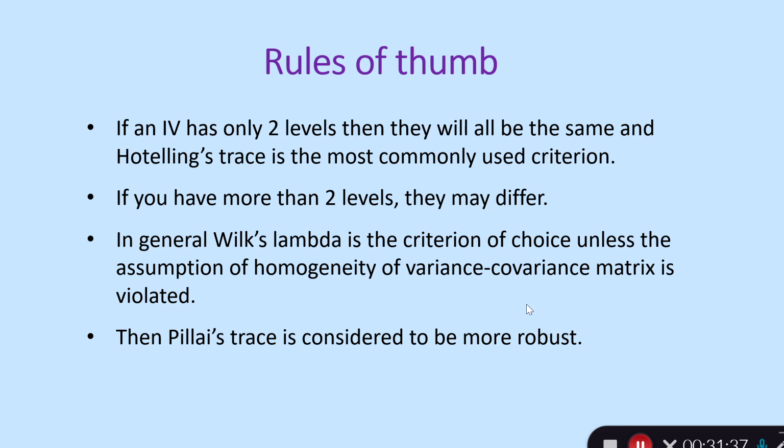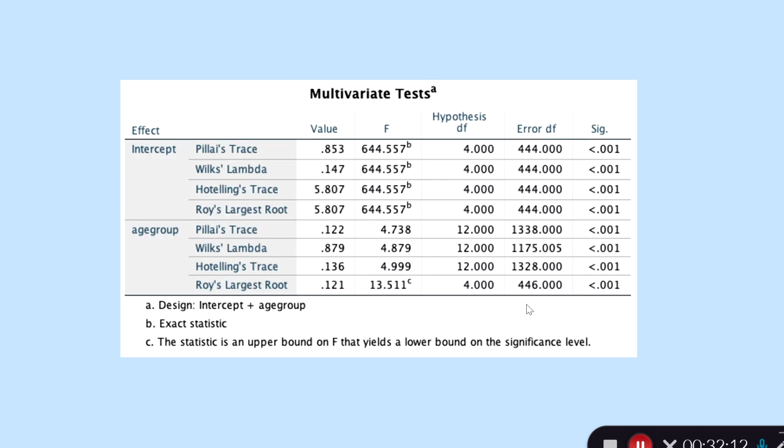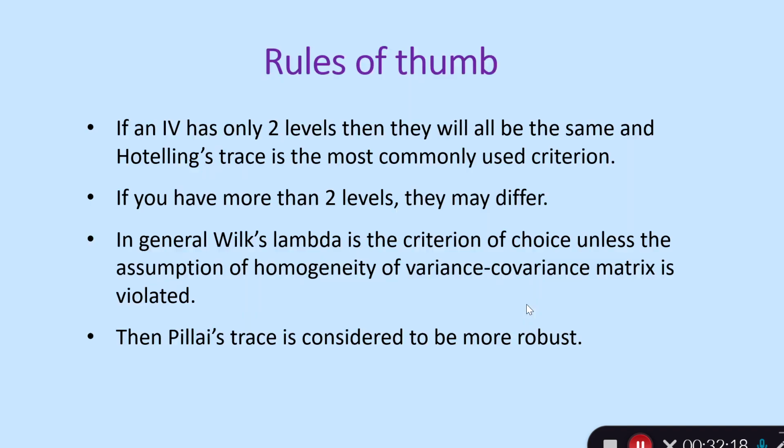If you have an IV that has only two levels, then you should use Hotelling's trace. And what you'll find is if you've got an IV with only two levels, all those F values, Pillai's, Wilks', Hotelling's, and Roy's largest root will all be the same. Hotelling's trace is the most commonly used criterion. It is essentially a multivariate version of a t-test. But if you have more than two levels, so you've got three levels of the independent variable, four, or more, then the F values you get will differ, as we saw on this slide. Three of them are very close, and Roy's largest root is very different to the other three, but they will differ.